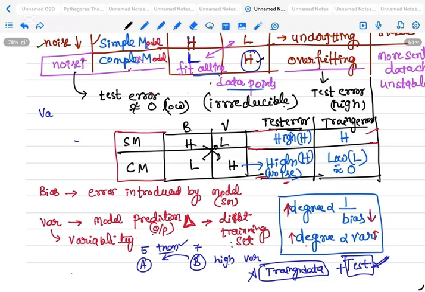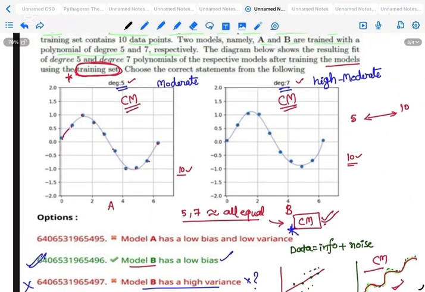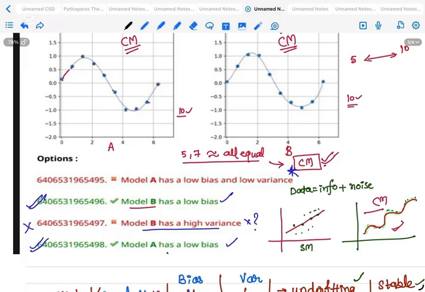To decide whether the variance of a model is low or high is not based only on the trained data; it requires test set data also. Because of this condition, options A and C are not correct.